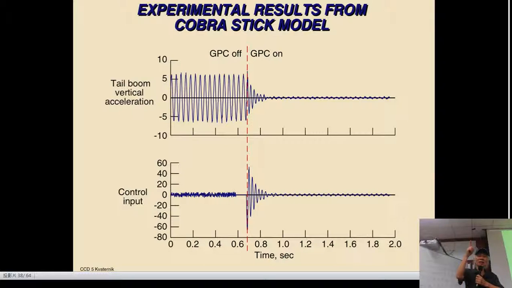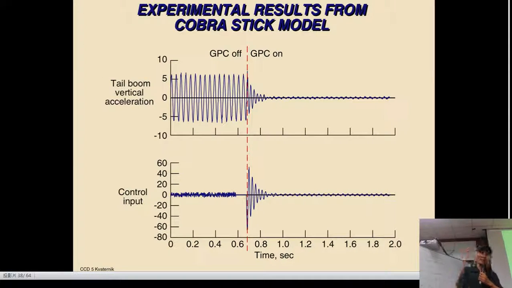So you can have a GPC off. We need to have a GPC off because we need 0.6 seconds of data to do all the computation for the control force. Listen, only 0.6 seconds. That's less than 1 second. You know why? Because in 1 second, the Coppola model may crash already. So everything we talk about is less than 1 second.